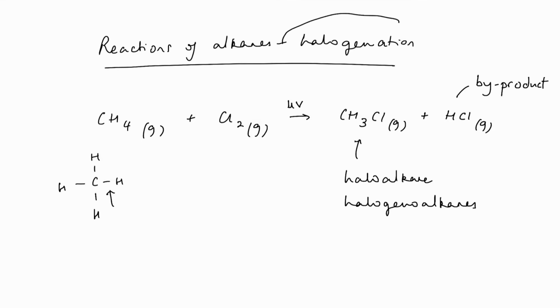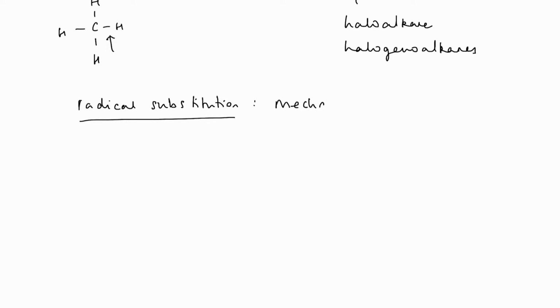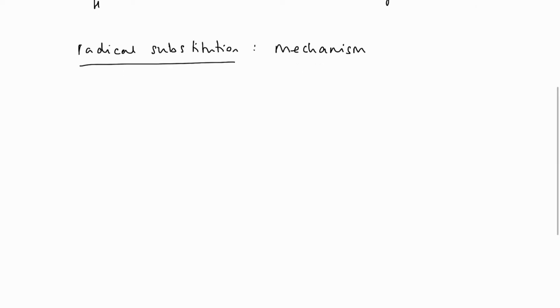So the type of reaction we've got here is halogenation. The mechanism by which this reaction happens is known as radical substitution. And radical substitution, my mechanism explaining how the reaction actually happens, occurs in three distinct phases. So let's have a look at the first one.